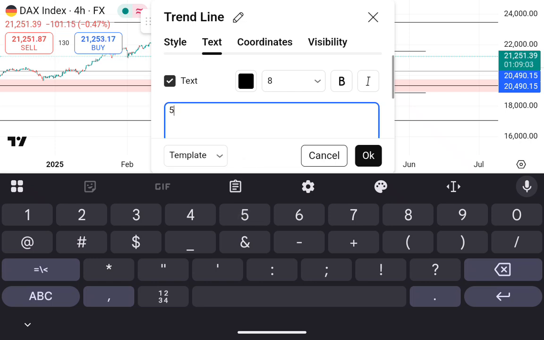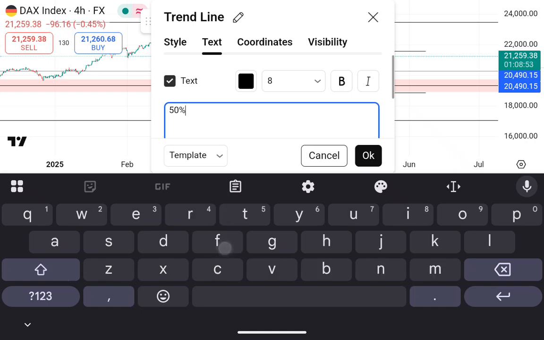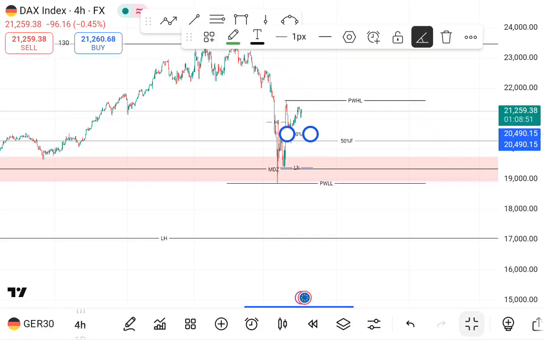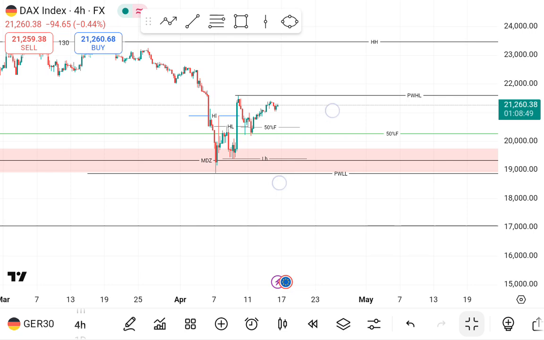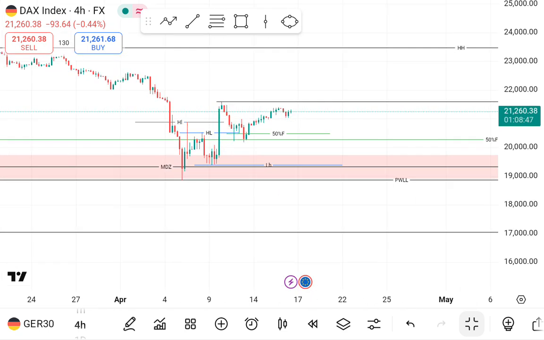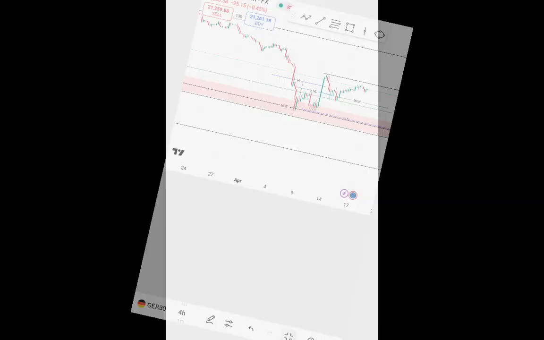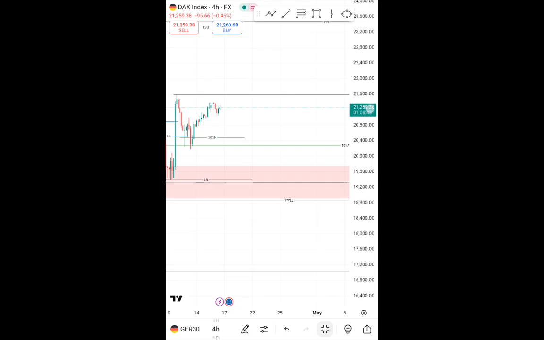So if we can somehow swing, for now it's going to be a problem. So let's stick to this. We can see that price reacted to our 50%. So now it's going where? To the upside.